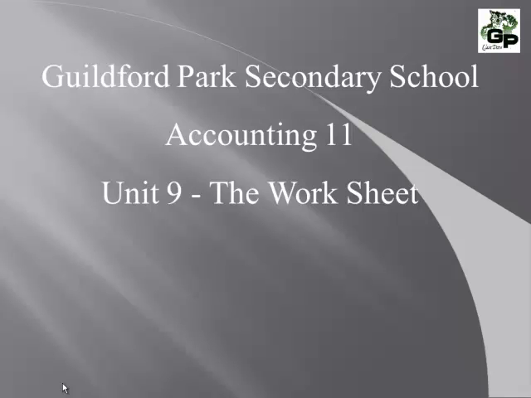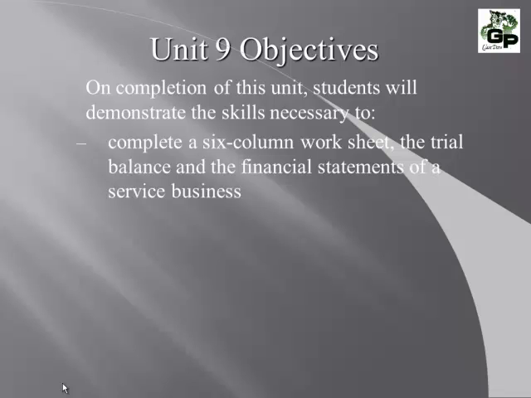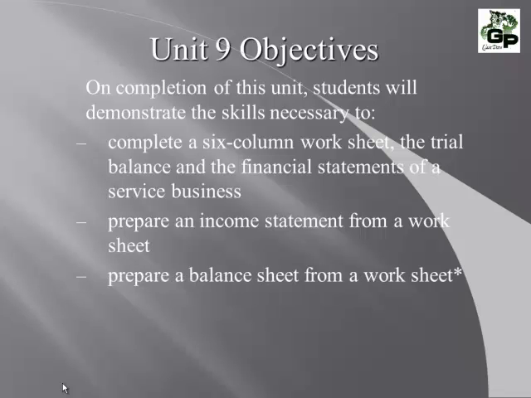This brings us to Unit 9. A new tool called the worksheet. When we finish this unit, students will be able to demonstrate skills necessary to complete a 6-column worksheet, which includes the trial balance and the financial statements. They'll be able to prepare an income statement based on all the work done on the worksheet, and a balance sheet will also be able to be created.